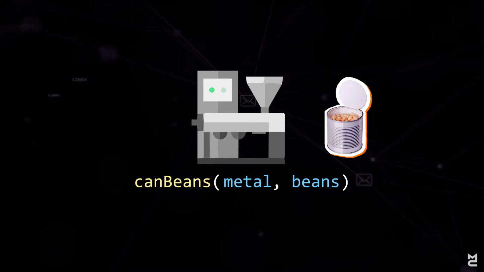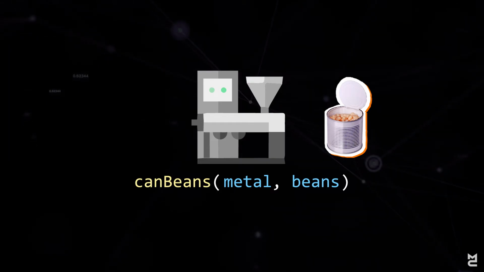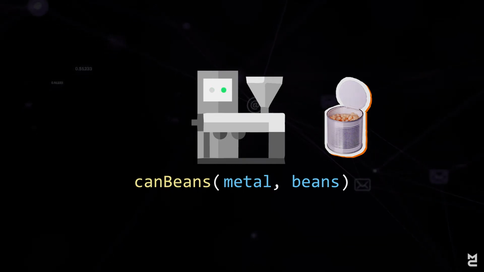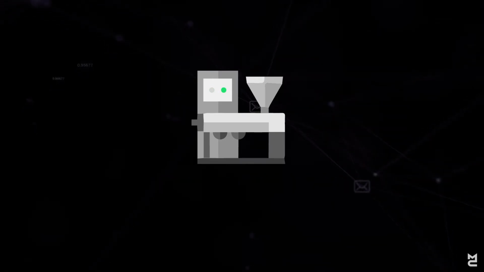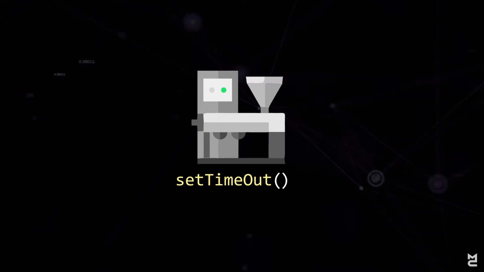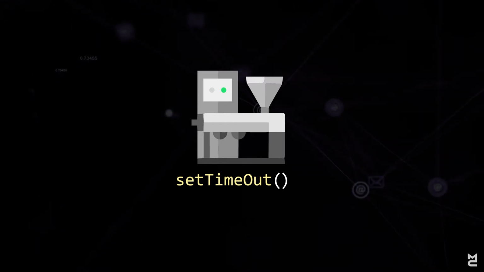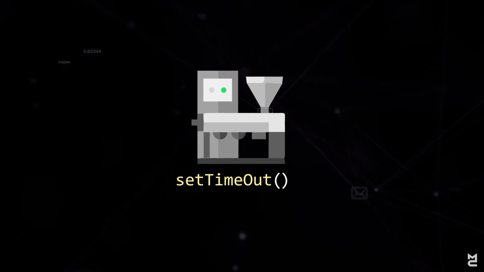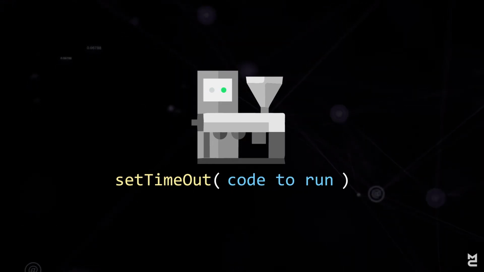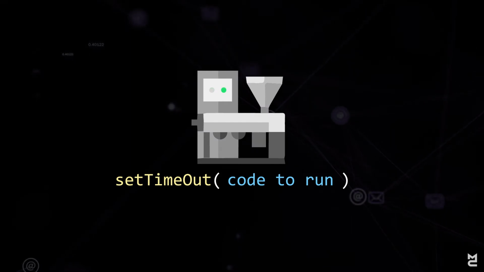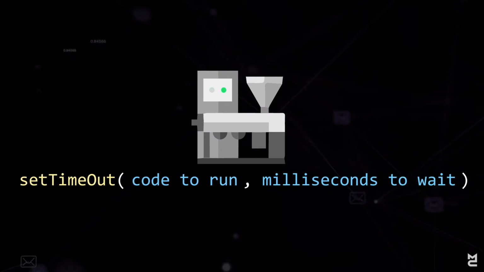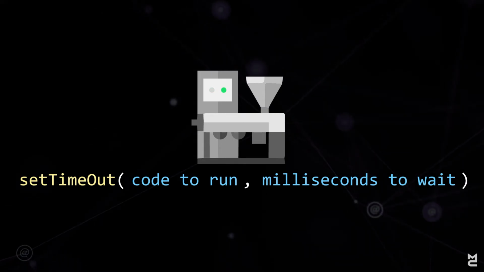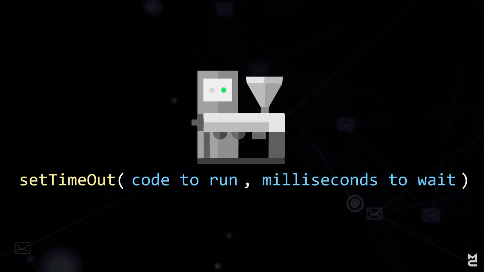Most languages have a bunch of built-in functions, but you can also write your own custom ones. We're going to stick with built-in functions for this, and I'm going to be using one called setTimeout. This function takes 2 raw inputs, just like our bean machine. The first input is the code we want this function to run. The second input is the amount of time, in milliseconds, to wait before running that code. And we separate the 2 inputs by a comma.